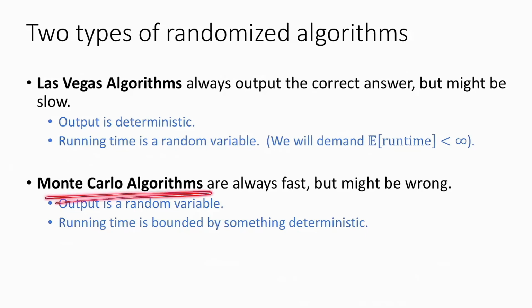In contrast, Monte Carlo algorithms are algorithms that are always fast, but they might be wrong. So in this case, the output is a random variable. It might be right or wrong. But the running time is deterministic, or at least is bounded by something deterministic. An example of a Monte Carlo algorithm that you might have seen before is Karger's algorithm for minimum cuts. If you haven't seen Karger's algorithm before, we'll probably see it in a future video.